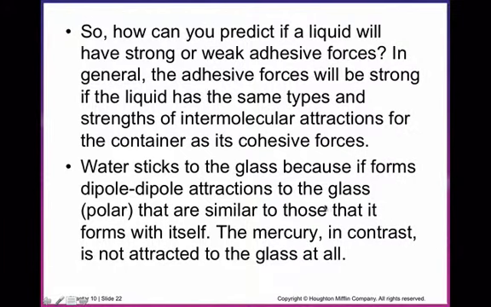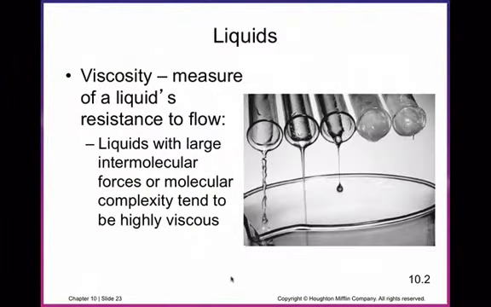And this is a big slide that just says, how can you predict if a liquid will have a strong or weak adhesive force? You're looking for the interactions or the types to be the same. When we were looking at water and glass, we knew that they would have a strong adhesive force because water and glass are both polar. So they're going to be very attracted to each other. They both have dipole-dipole forces. The mercury, on the other hand, is nonpolar, so it just has London dispersion forces, and the glass is still dipole-dipole. Since they're not the same, their attraction for each other will be less, and that's why the mercury wasn't attracted to the glass.